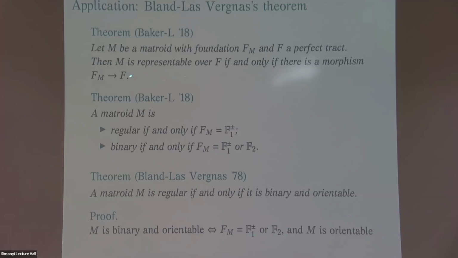But orientable means that there's a morphism from the foundation into S, the sign hyperfield. But there's no morphism from F2 into S. It's something that you can check, an exercise for you. So this means the foundation is F1 plus minus. Using this statement, we conclude this M is regular. Okay, so this is the conclusion of this talk.